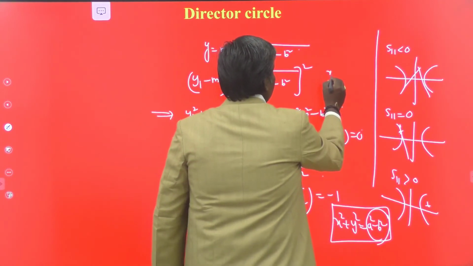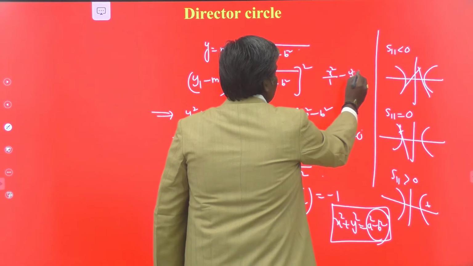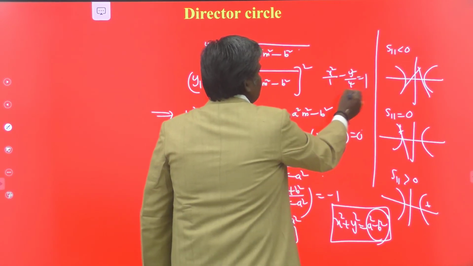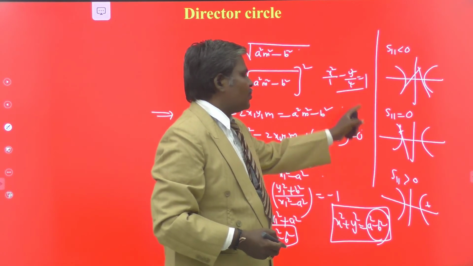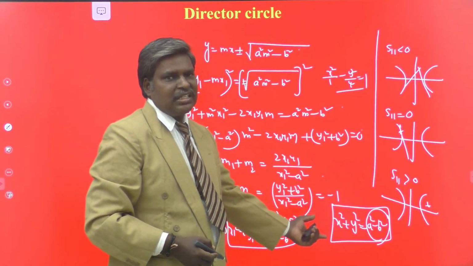Consider this hyperbola, x²/1 − y²/4 = 1. What is the equation of the director circle? x² + y² = 1 − 4, that is, −3. Is it a real circle?